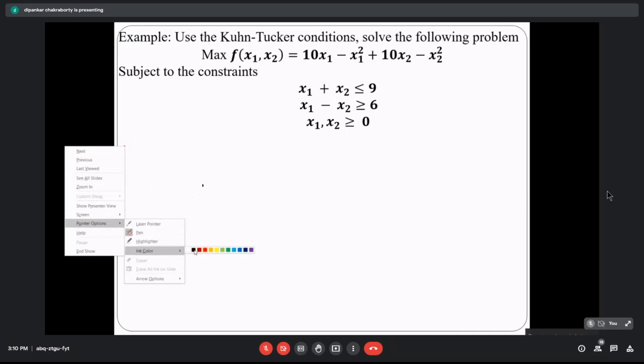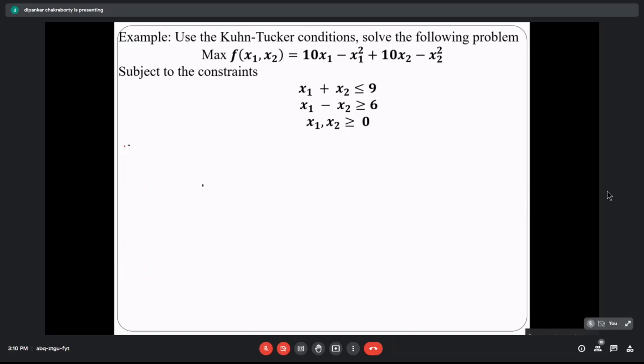Because you have to solve this kind of problem in the exam. Definitely one problem will be asked. First, what do we need to check?